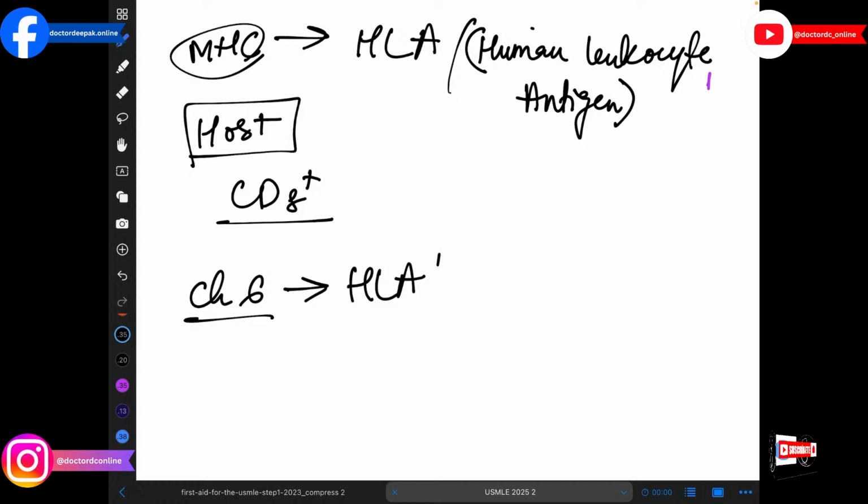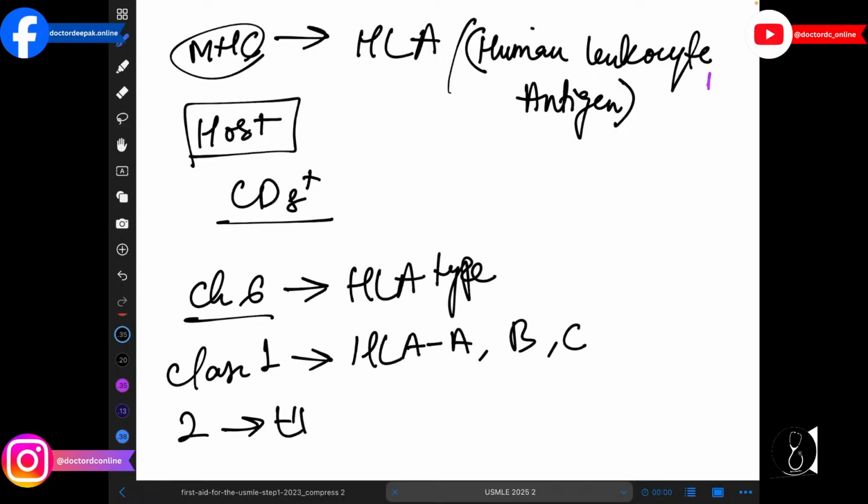You guys should remember that MHC class 1 depends on HLA A, B, and C, and class 2 presents as HLA DR, DQ, DP, and DO. Okay? And they are highly polymorphic.